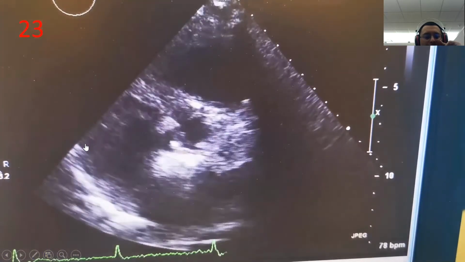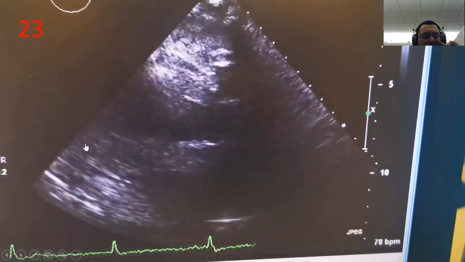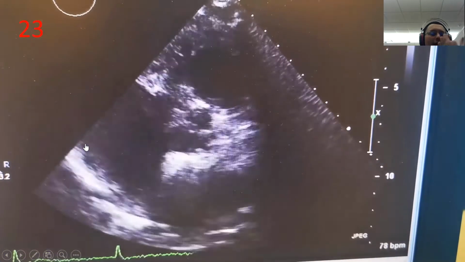So this is our last case. I will just go through this because I have to get my vaccination in 15 minutes' time. All right. Wow. All right.